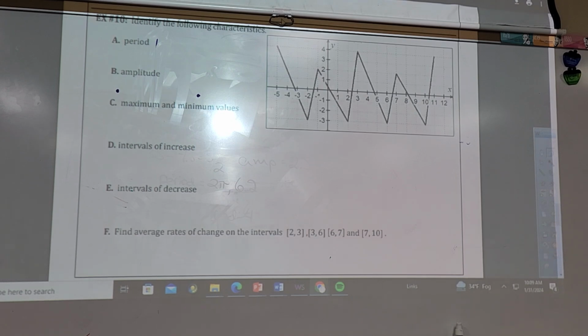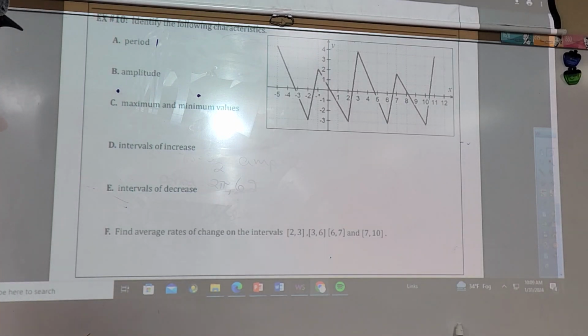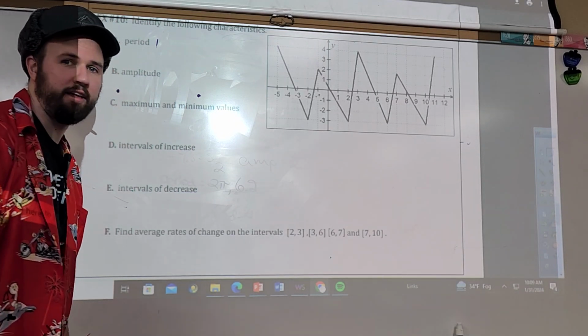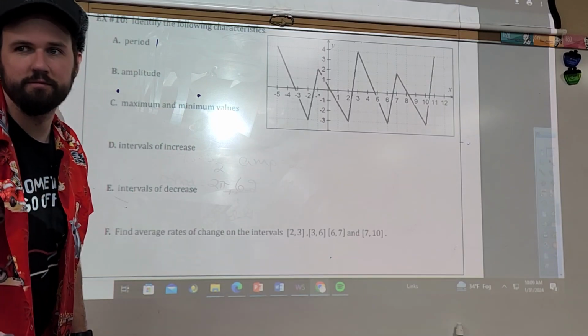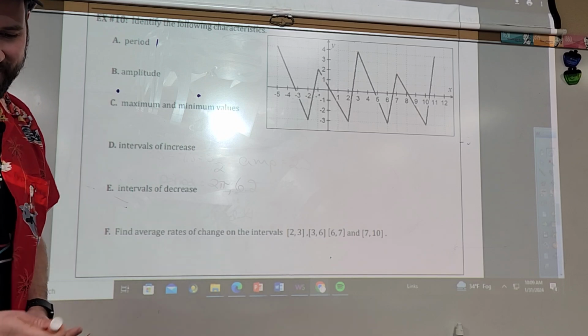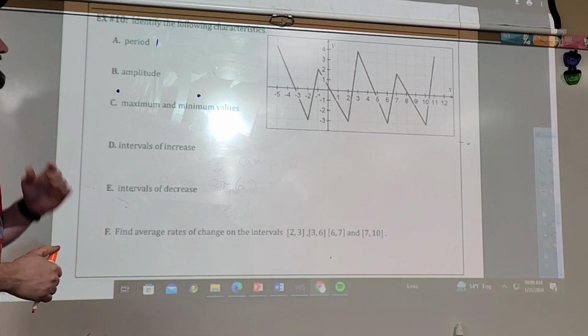All right. Look at this spiky guy or girl. Who knows what it is? It's a Bart Simpson haircut. All right, so let's look at this beast.